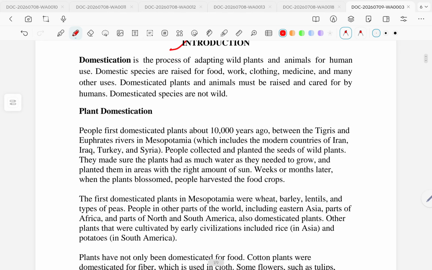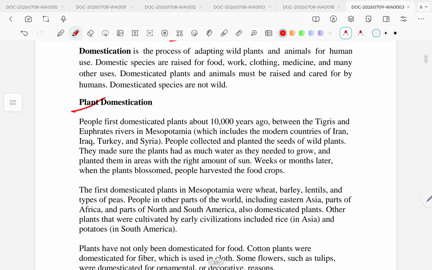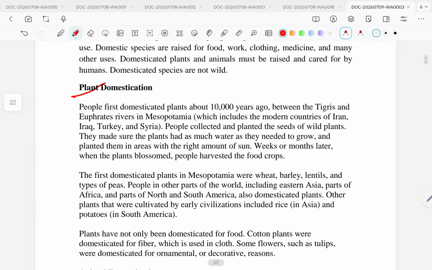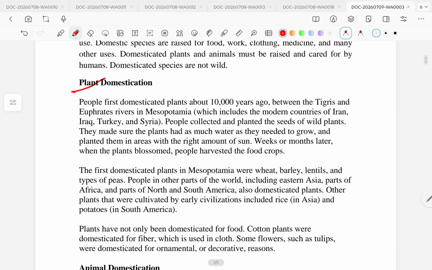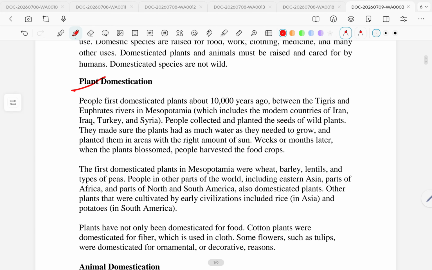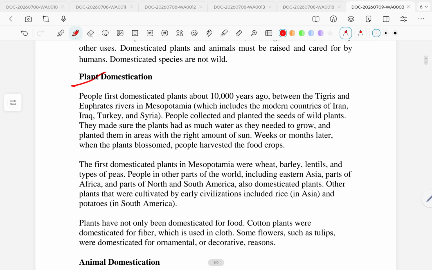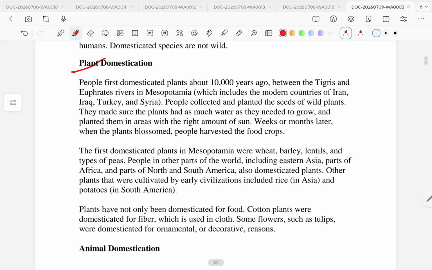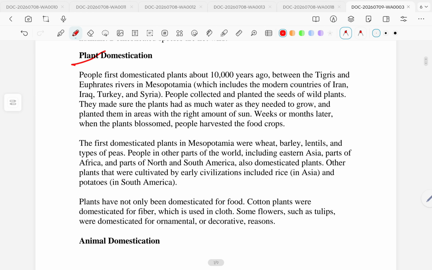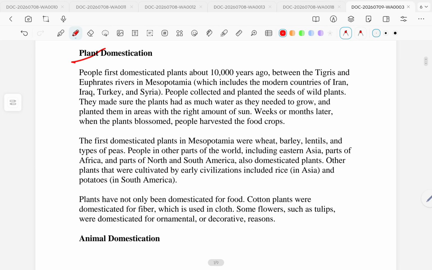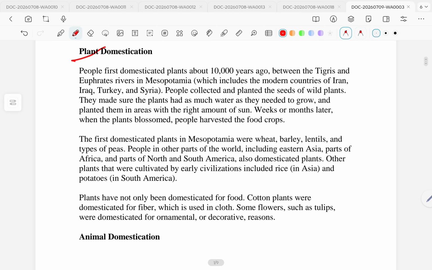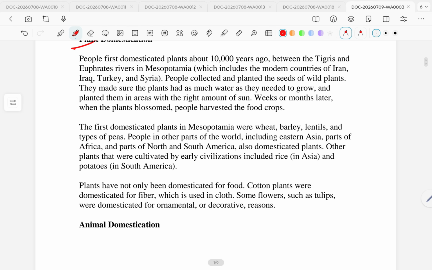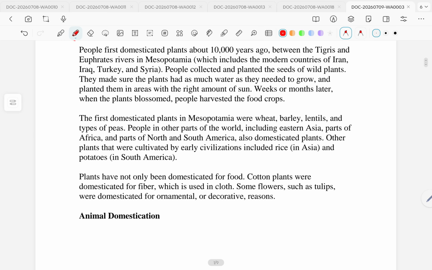Plant domestication. People first domesticated plants about 10,000 years ago between the Tigris and Euphrates rivers in Mesopotamia, which includes the modern countries of Iran, Iraq, Turkey, and Syria. People collected and planted the seeds of wild plants. They made sure the plants had as much water as they needed to grow and planted them in areas with the right amount of sun. Weeks or months later, when the plants blossomed, people harvested the food crop.